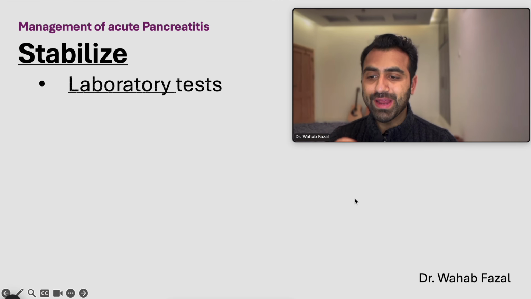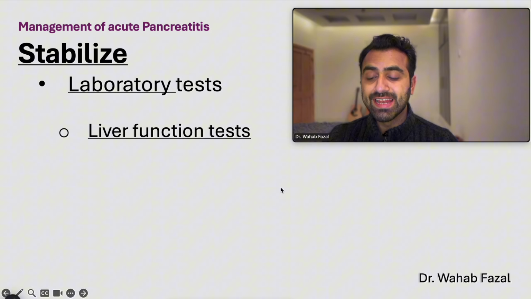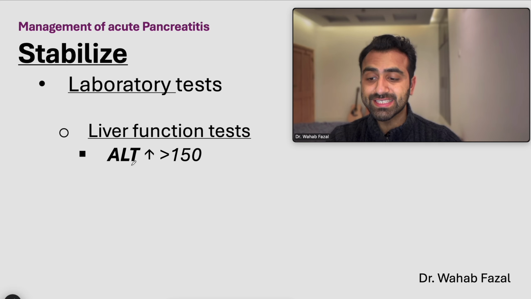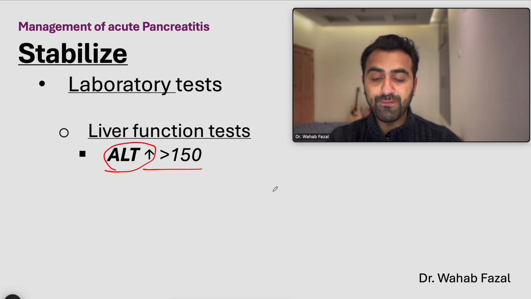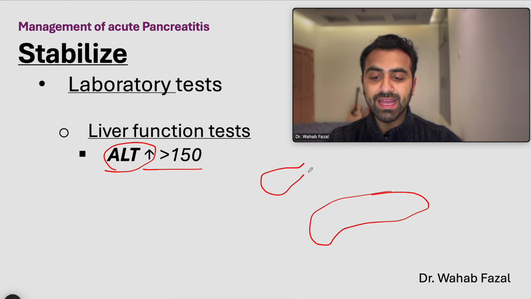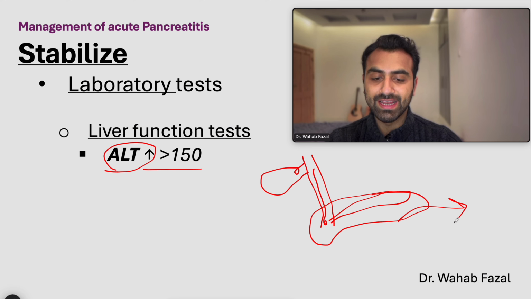What else do we need to look at? We need to send some more laboratory tests like the liver function test. Why do we need to send the liver function test? Because the liver enzyme, specifically the ALT, might be elevated. And if it's greater than 150, that's actually very sensitive and specific for biliary pancreatitis. That means that a gallstone actually came out from the gallbladder, moved in here, and got stuck here, which caused the pancreatitis, which caused the autodigestion of the pancreas.